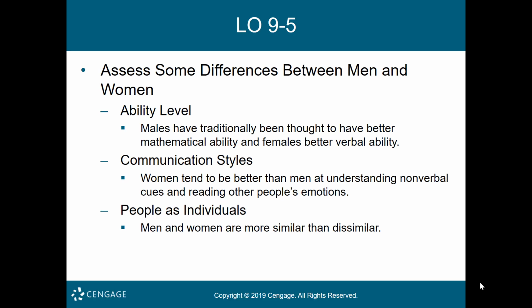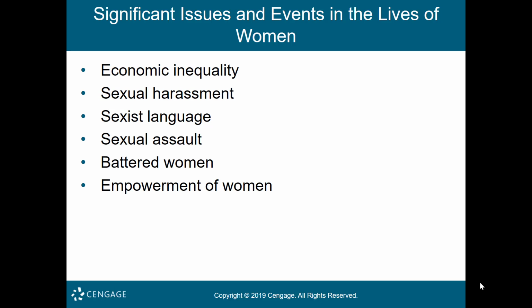Historically, women have had fewer rights and have been financially less well off to a significant degree. Women are victims of life events that rarely touch the lives of men. These issues are economic inequality, sexual harassment, sexist language, sexual assault, battered women, and unempowered women. So here are the significant issues and events in the lives of women, just previously mentioned.